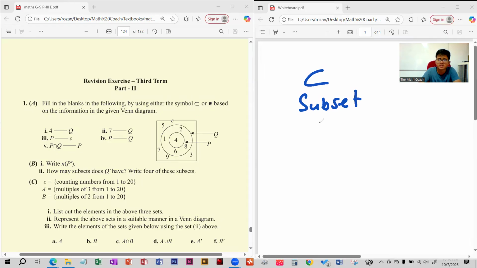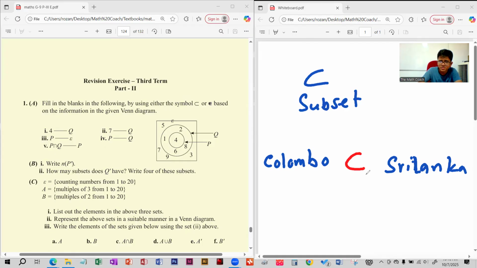Let's just imagine your country, let's say Sri Lanka, with a capital L, and let's say Colombo. We can say that Colombo is a subset of Sri Lanka. The reason is that Colombo sits inside Sri Lanka. So remember that in the subset symbol, the right side has the bigger one, the thing which is enclosing the smaller one, and on the left side we have the smaller one, which is Colombo.